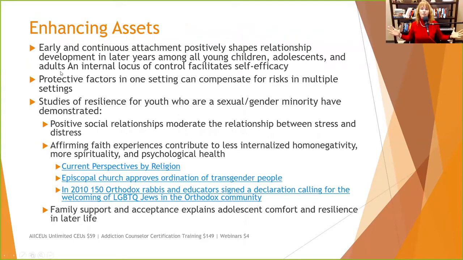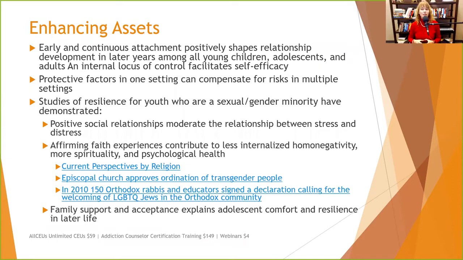So what do we do? Let's enhance assets. Early and continuous attachment positively shapes relationship development in later years among all children, adolescents, and adults. An internal locus of control is going to facilitate self-efficacy. So if we can help children grow along the way, if we can help parents learn how to provide unconditional positive regard, then you're going to be able to ensure that they're going to have a better outcome, or hopefully have a better outcome.